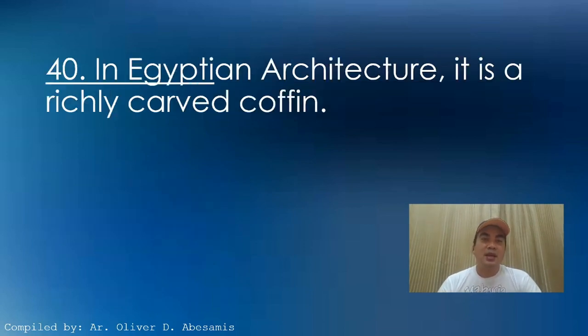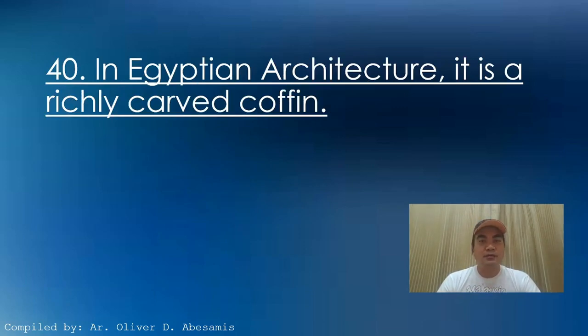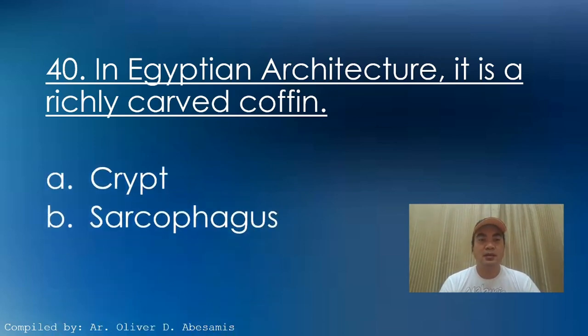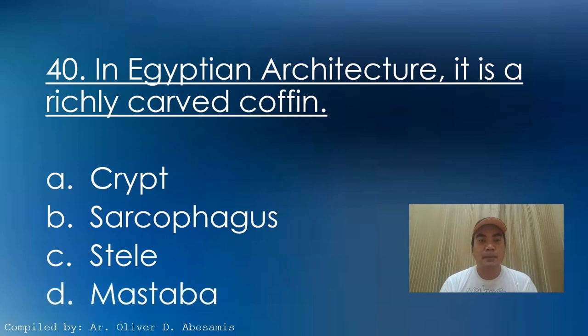40. In Egyptian architecture, it is a richly carved coffin. A. Crypt, B. Sarcophagus, C. Stele, D. Mastaba. Answer: B. Sarcophagus.